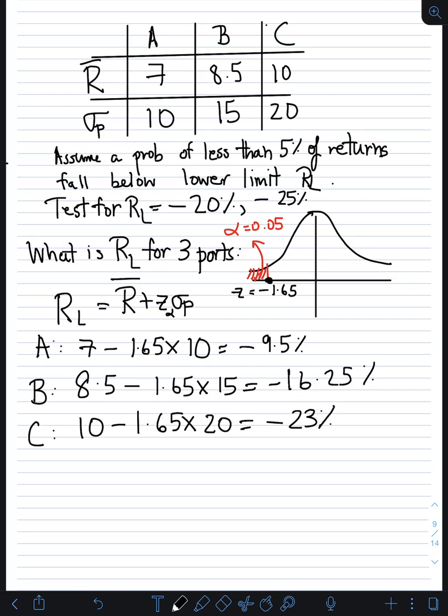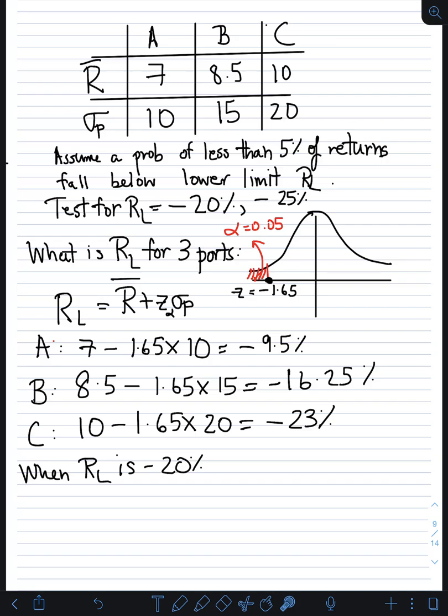So now let's look at it when RL is minus 20. Okay, when RL is minus 20, if you notice, we have three lower bounds of returns. Okay, A is minus 9.5, B is minus 16.25, and C is minus 23. Okay, there's only two portfolios in here that give you a lower bound of return that's more than your cutoff number. Okay, only A and B are higher than minus 20%. Okay, C is not higher, it's lower than minus 20, so that portfolio gets dropped. Okay, this is not in the competition anymore. There's only A and B.